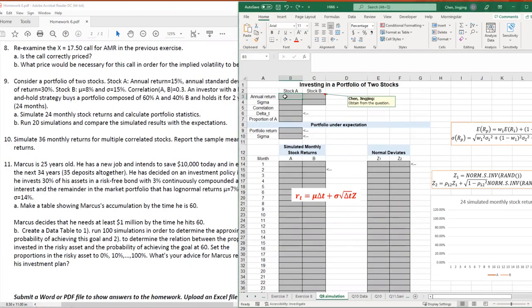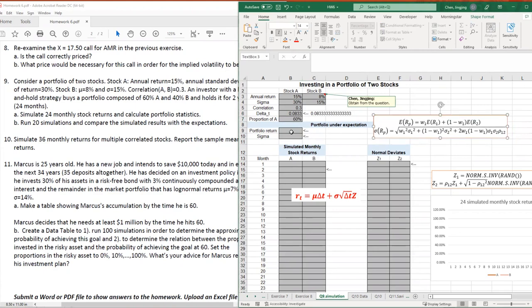Now first enter the values for average return, 15%, 30%, 8%, and 15%. Correlation, 0.3. Delta T, our frequency for the return, is monthly. Proportion for A will be 60%. For portfolio return, simply follow the formula here for a portfolio of 2 assets.